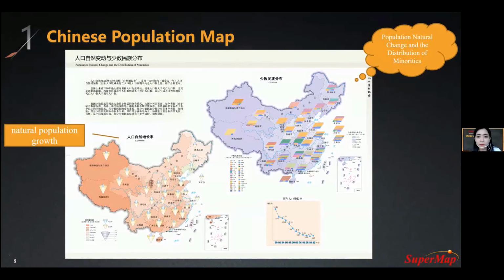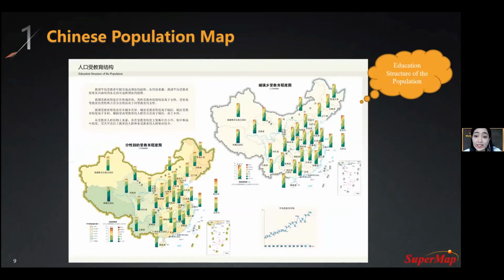This map is the population natural change and the distribution of the minorities. And this uses the natural population growth rate, which is the birth rate minus the death rate. It uses the unique value thematic map and graph thematic map.